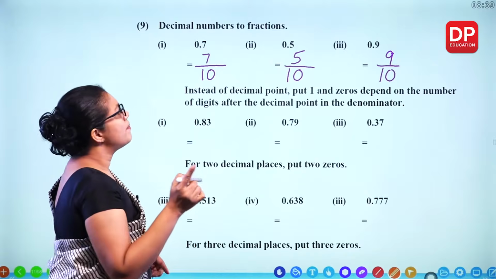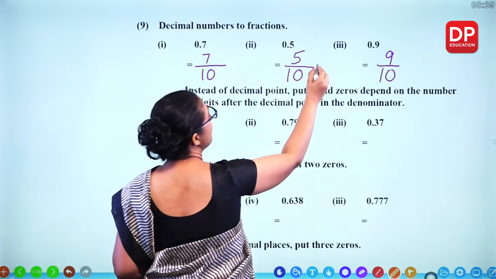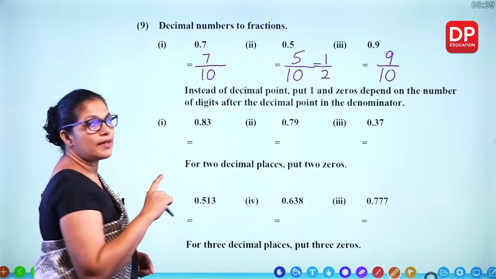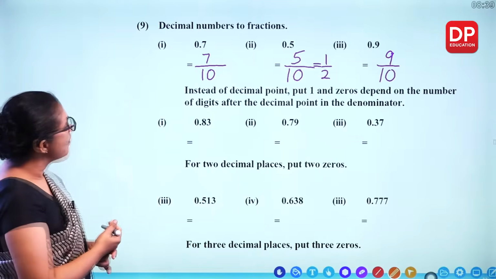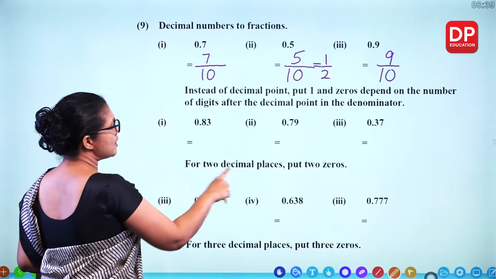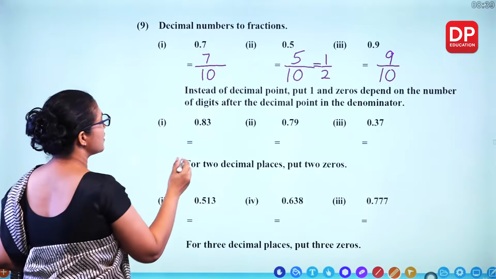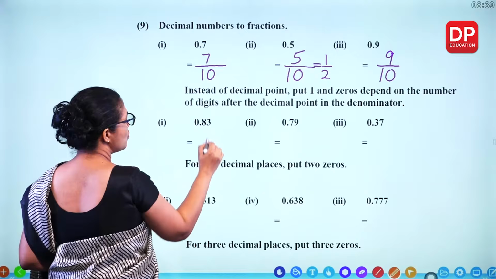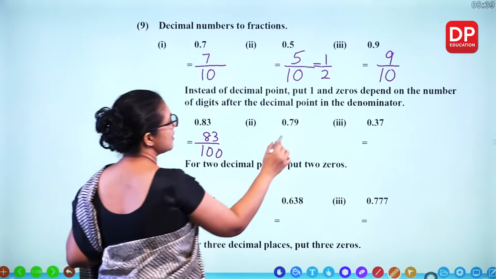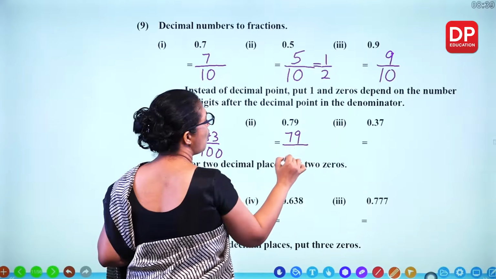After that, you can simplify. This one, 5 over 10, you can write as 1 over 2 as well. That's the equivalent fraction, divide by 5. Now, when you get 2 places, what do you do? For 2 decimal places, put 2 zeros. So, 1 and 2 zeros. This is 83 over 100. This one, 79 over 100.